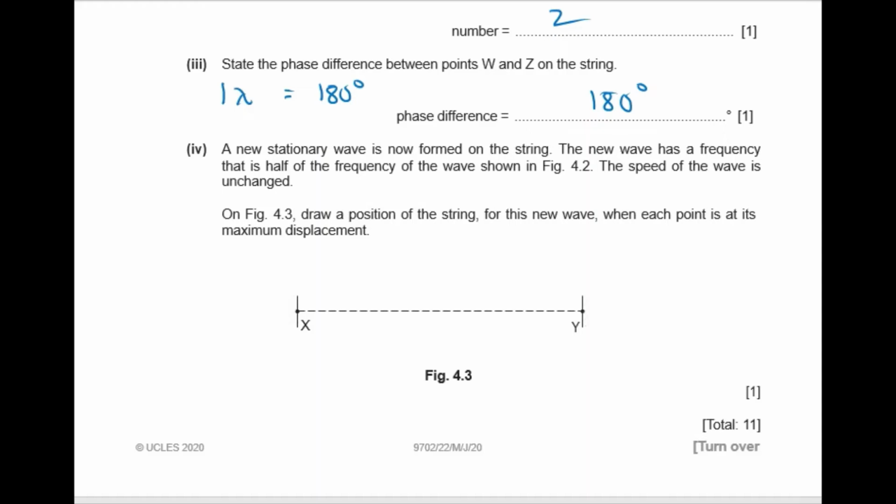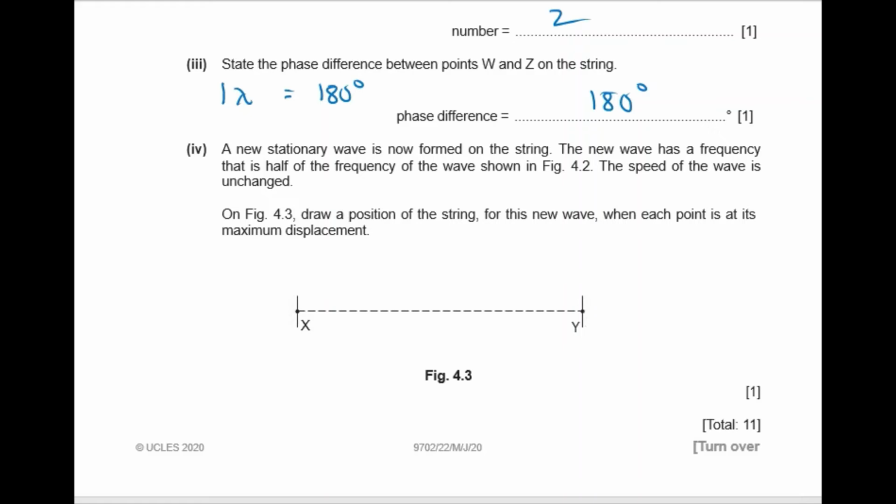C4, a new stationary wave is now formed on the string. The new wave has a frequency that is half of the frequency of the wave shown in figure 5.2. The speed of the wave is unchanged. On figure 5.3, draw the position of the string for this new wave when each point is at its maximum displacement.